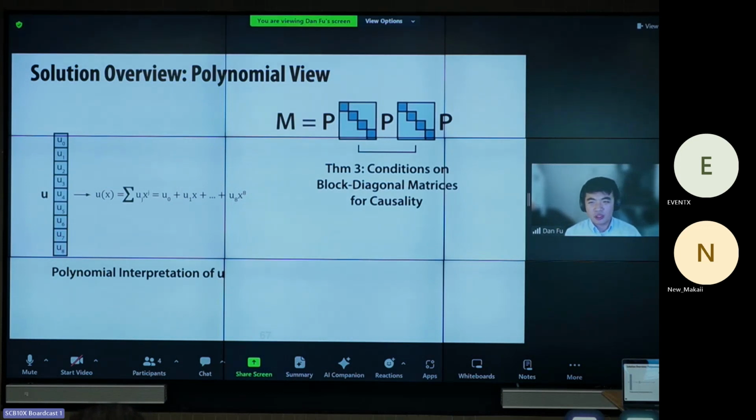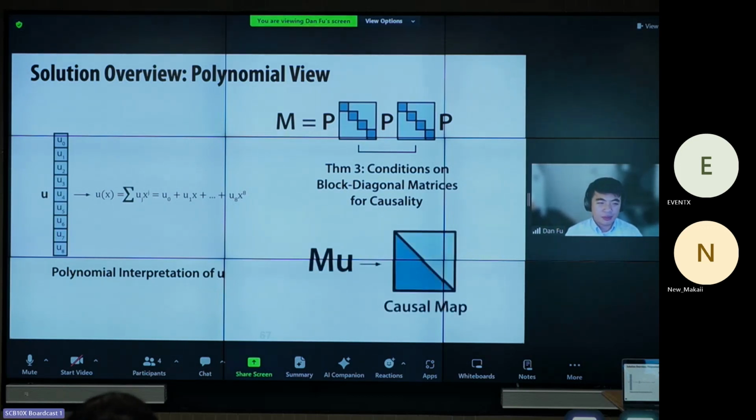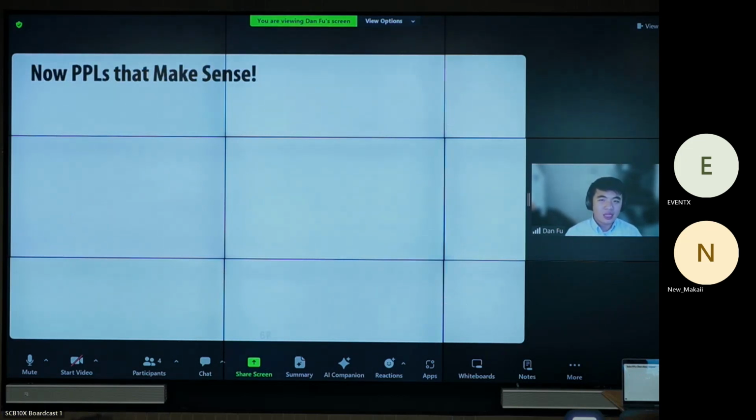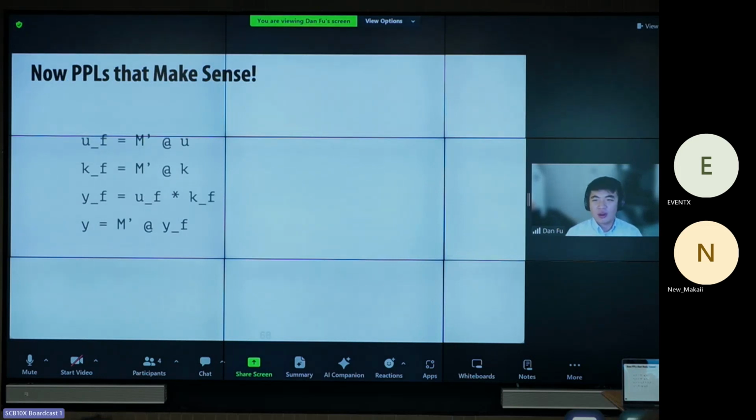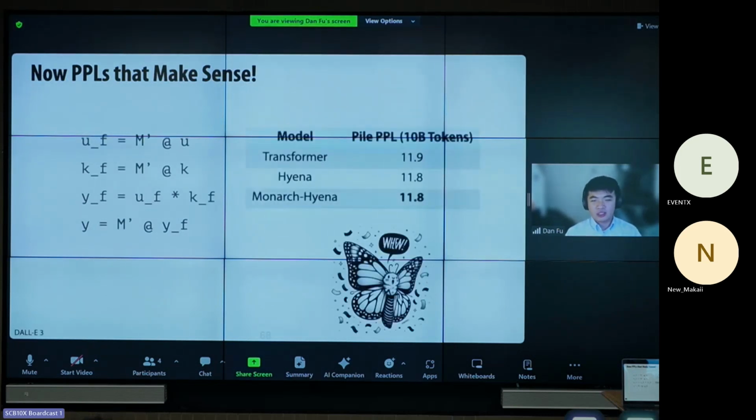We're going to use that polynomial interpretation to derive conditions over the original block diagram matrices that can lead to a causal map. So basically, we translate this matrix vector notation into polynomials, do some pretty basic arithmetic over the polynomials, and then invert that, and we get causal Monarch matrices. So we do this, we replace with these causal M primes. We start to get perplexities that make sense. So now we can generalize the FFT this way, get something that is nice and hardware efficient, and that can do nice causal language.